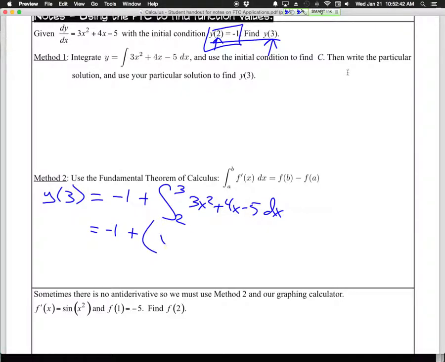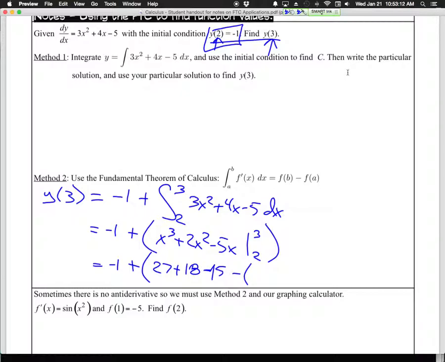I'm going to get x cubed plus 2x squared minus 5x. And we're evaluating that from 2 to 3. So I've got -1 plus, which one do I plug in first, 3 or the 2? The 3, so that's going to give me 27 plus 18 minus 15. And then minus, I plug in 2, that's going to give me 8 plus 8 minus 10.